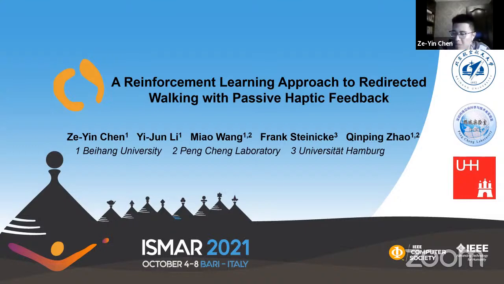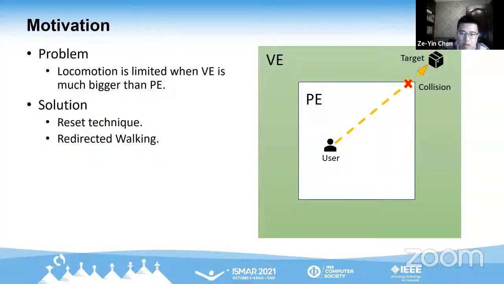Hello, everyone. I'm Zheyin Chen from Beihang University, and I will give the presentation about our paper, a reinforcement learning approach to redirected walking with passive haptic feedback. VR applications are becoming more and more widespread, and users hope to be able to freely explore virtual spaces in a limited real space. However, when the size of the virtual space is much larger than the real space, the physical movement is often restricted.